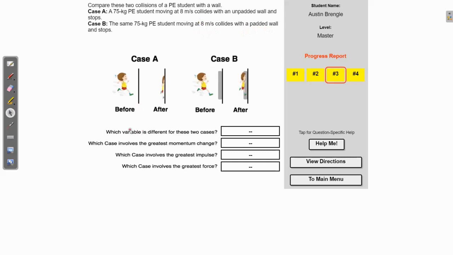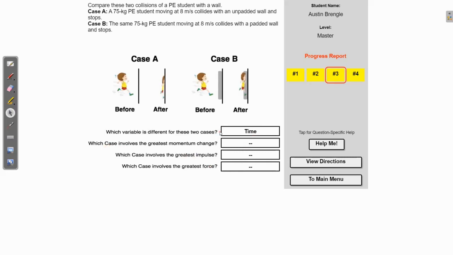So the first thing it asks us is which variable is different for these 2 cases. Well, obviously the one with the padded wall, just like any of our safety equipment that we talk about in class, like helmets or the airbag in a car, it's going to increase the impact time. So if you just hit the plain wall, it's going to stop you quick, versus you hit the padded wall, there's a little bit of give to it, so it's going to increase the time that it takes for that collision.